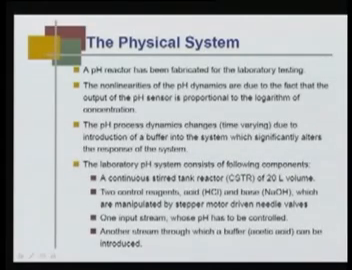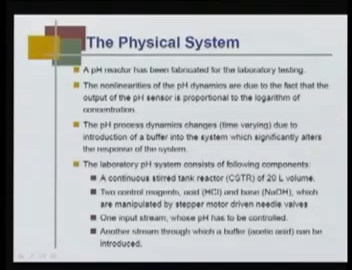So, the laboratory pH system that we have fabricated consists of the following components: a continuous stirred tank reactor (CSTR) of 20 liter volume, and 2 control reagents, acid as well as base. The acid is HCl and the base is NaOH, which are manipulated by stepper motor driven needle valves.